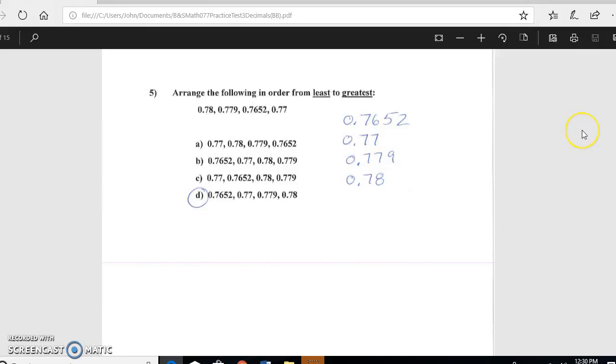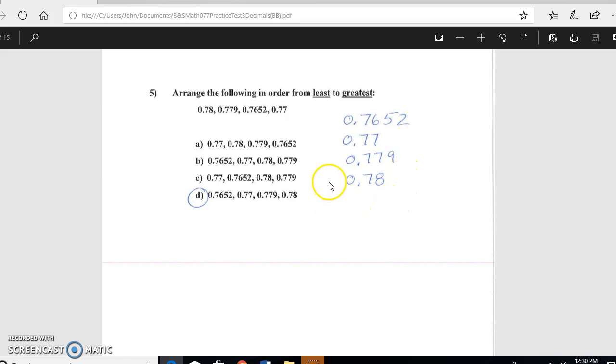This is the practice test for decimals, and here we're looking at problem number 5. It says arrange the following in order from least to greatest, and we're given these 4 decimal numbers here, and I've listed them over here from the least down to the greatest.